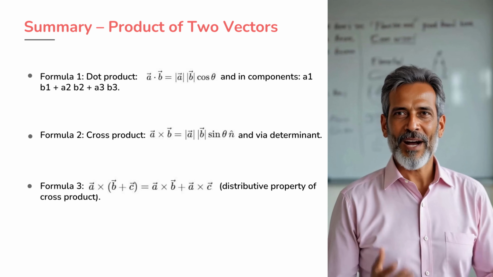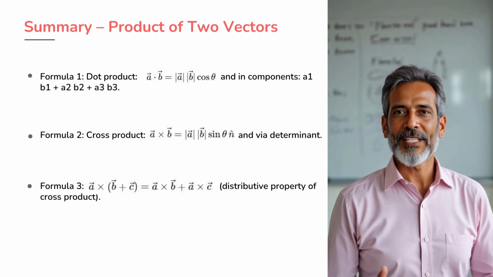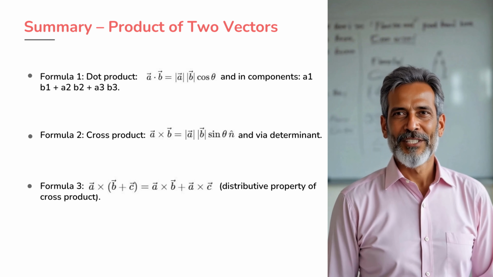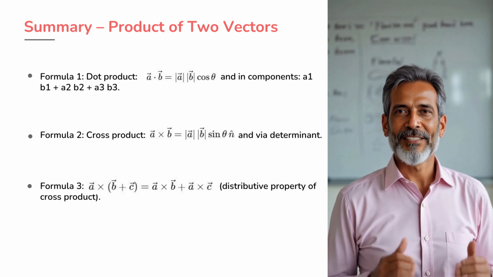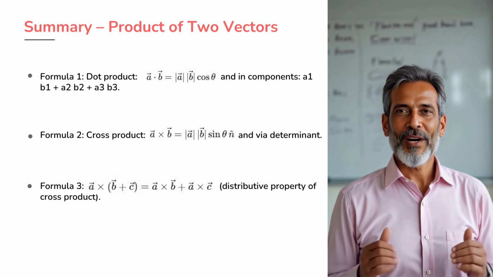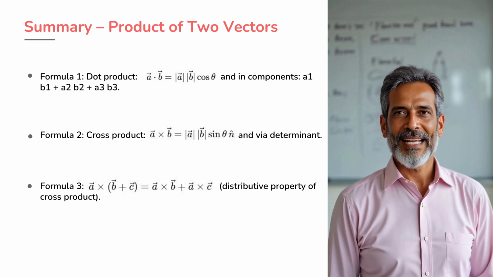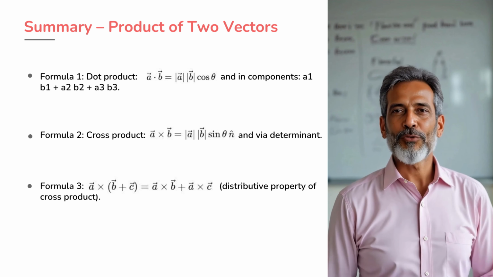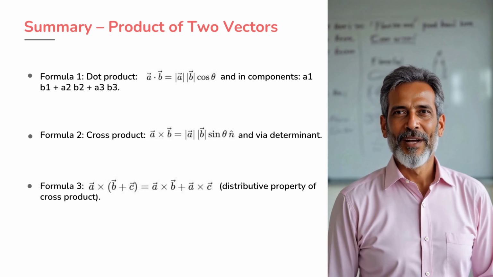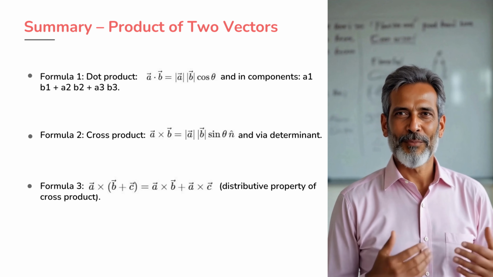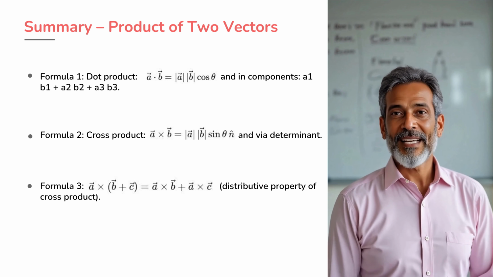Shabash. To wrap up, let's quickly recap the key formulas and ideas we learned today about the products of two vectors. Firstly, the dot product. Vector A dot vector B equals magnitude of A times magnitude of B times cosine theta, or in component form, a1b1 plus a2b2 plus a3b3.